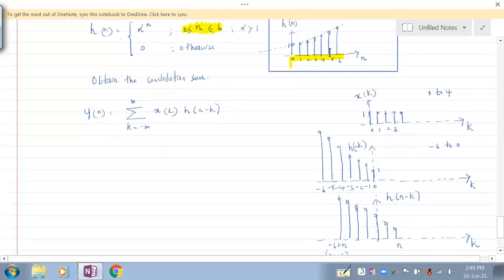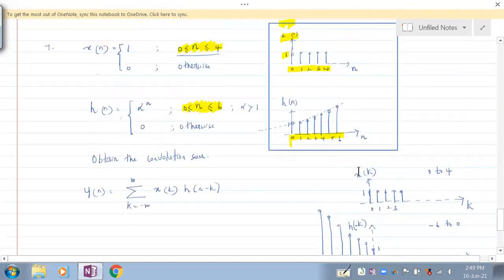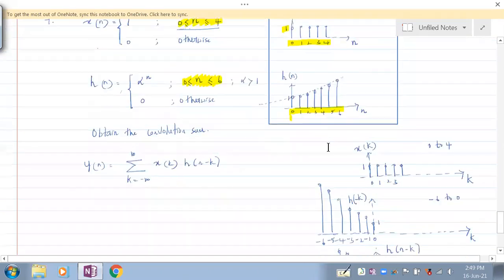X of k is written. This is x of n, this is x of k. H of n is given. So h of n means I know this is h of k. H of k also looks like this only with these n's replaced by k. So if this is h of k with respect to k, what would be h of minus k? H of minus k would be the reflection of this that we have written here. Then h of n minus k is shifting h of minus k to the right by n positions.